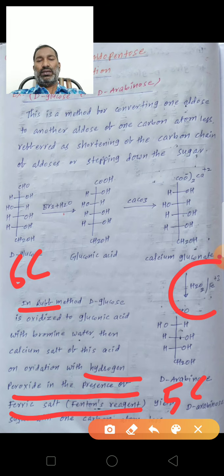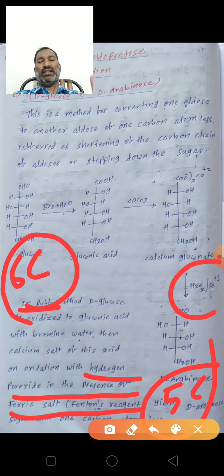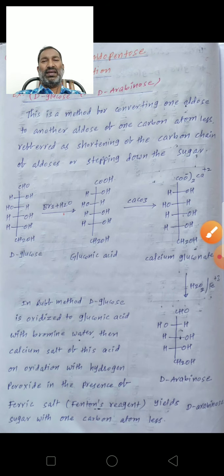So this is the conversion of aldohexose to aldopentose. Functional group is same. So D-glucose contains the aldehyde functional group, D-arabinose also contains the aldehyde functional group, but it decreases by one carbon. So D-glucose contains 6 carbon atoms, D-arabinose contains 5 carbon atoms. Functional group is same, aldose, so aldehyde functional group. So this is the aldohexose to aldopentose. This conversion is known as Ruff's degradation. Example of D-glucose to D-arabinose.